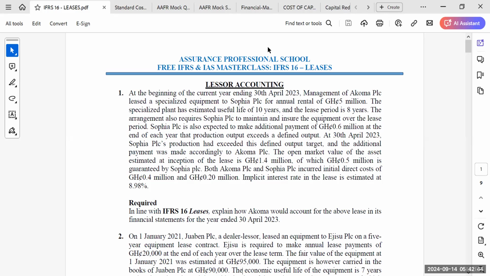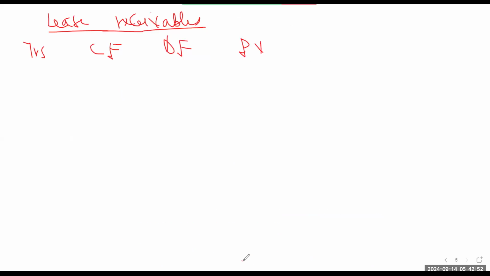Okay, so what are we having here? So there will be a rental payment. So we look for what we are going to be using to calculate our lease receivables. So we have the rental to be 5 million for what? 5 years, isn't it?